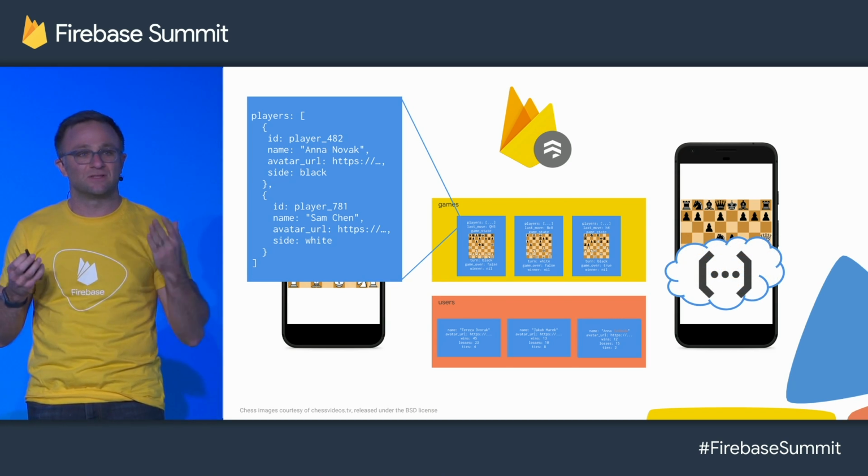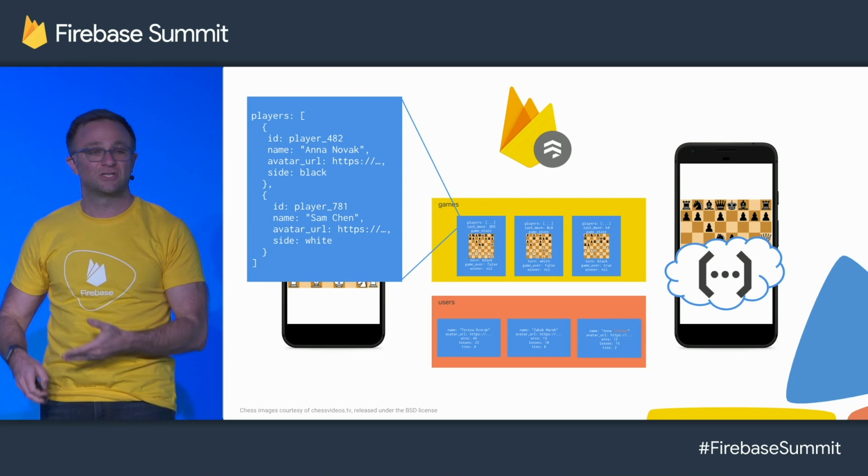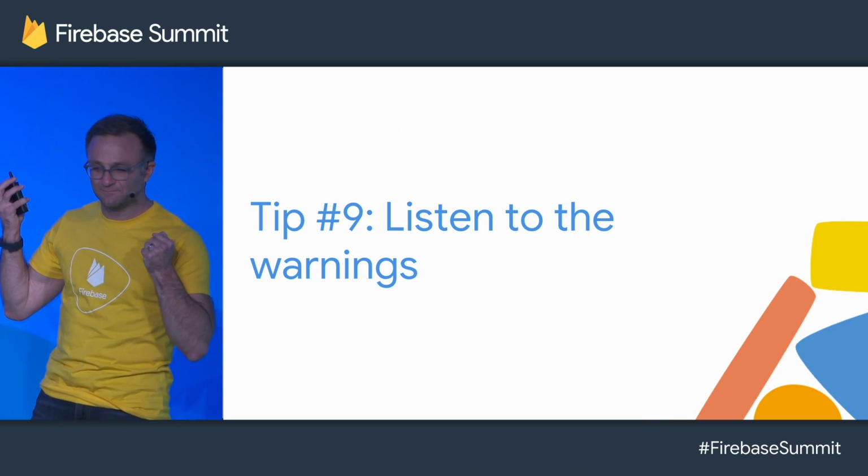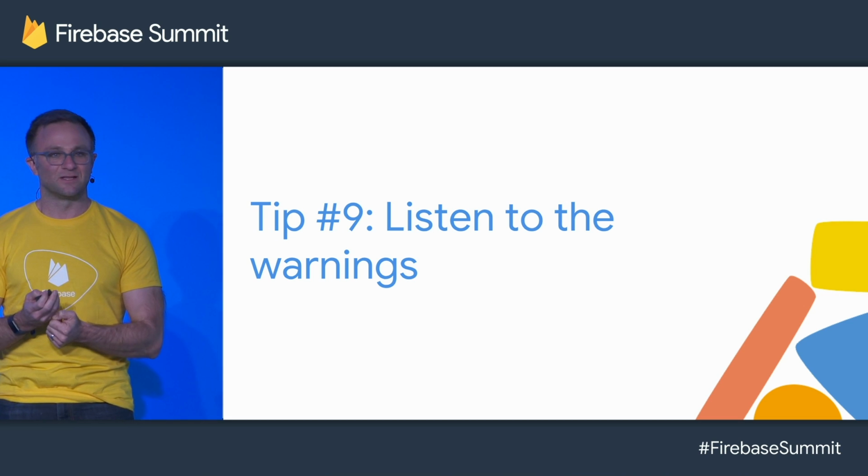Instead, have a cloud function that looks for changes in your user's collection and fans out those changes elsewhere in your database. All right, tip number 9: listen to the warnings.